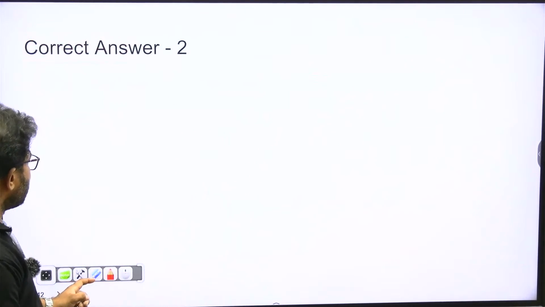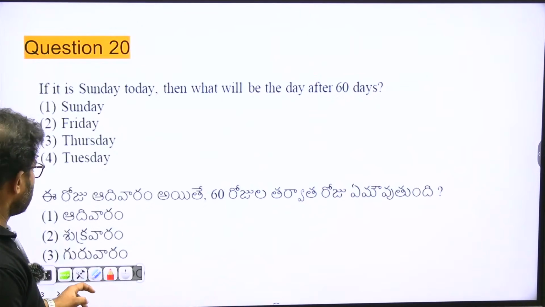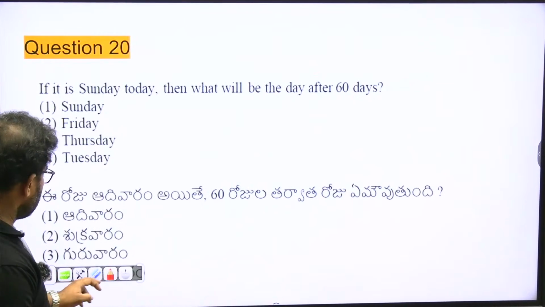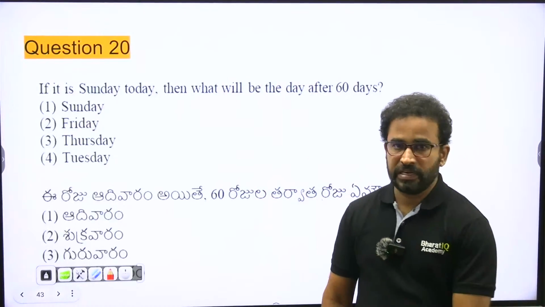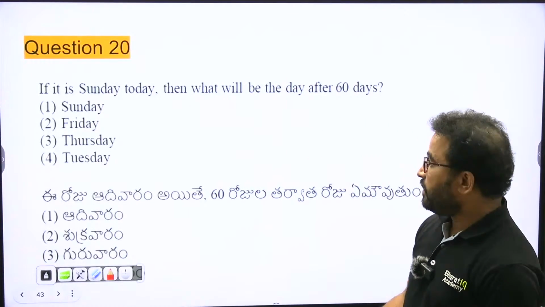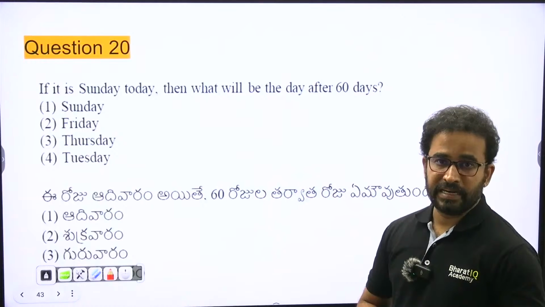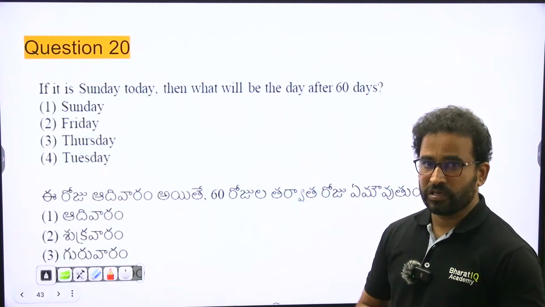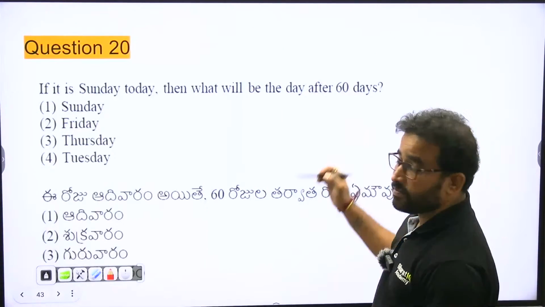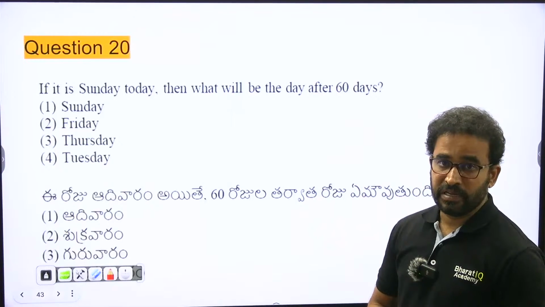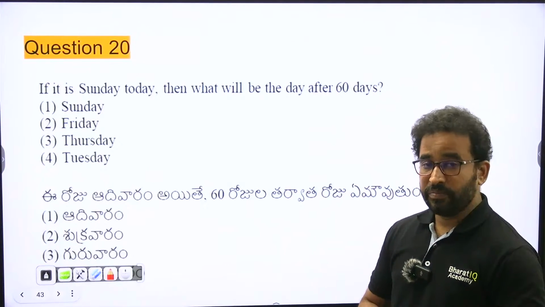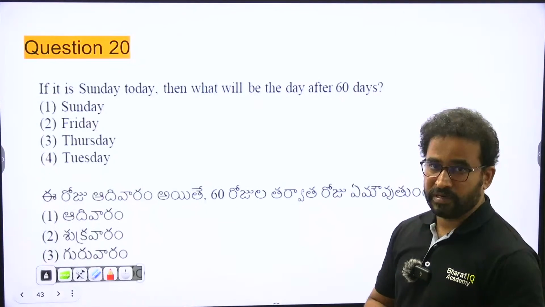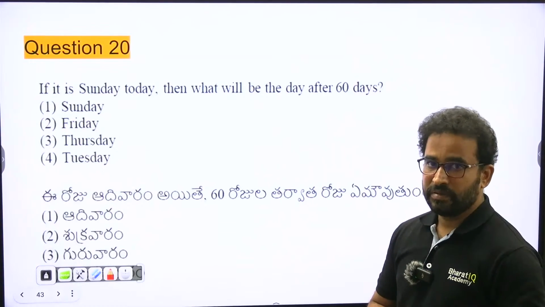Next one, look at this. Last question. If today is Sunday, what will be the day after 60 days? Whenever we are working with a calendar based question, you always need to focus on the odd day. Odd day is nothing but the remainder of a number when divided by 7. One more definition is that the days beyond a week are considered as odd days.